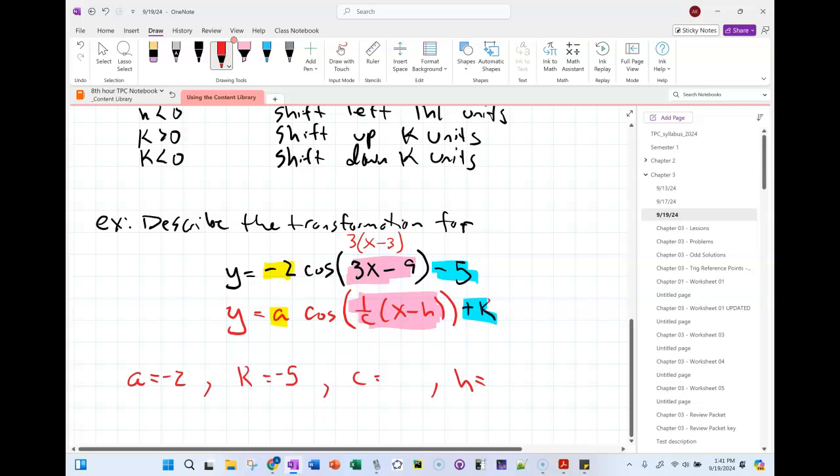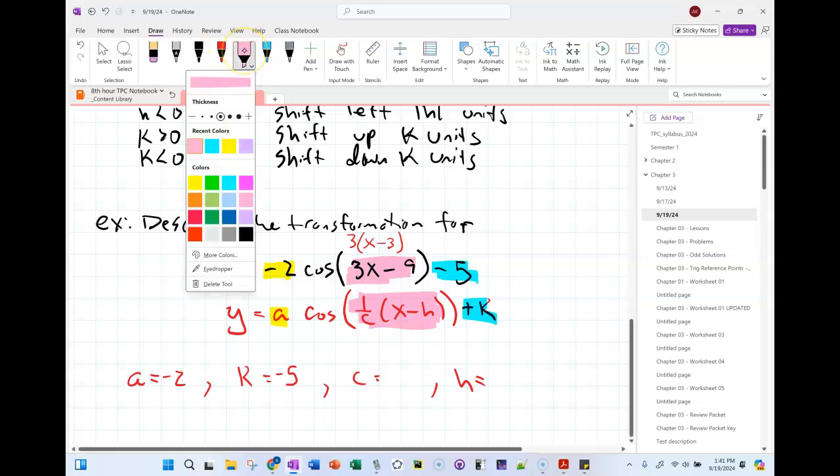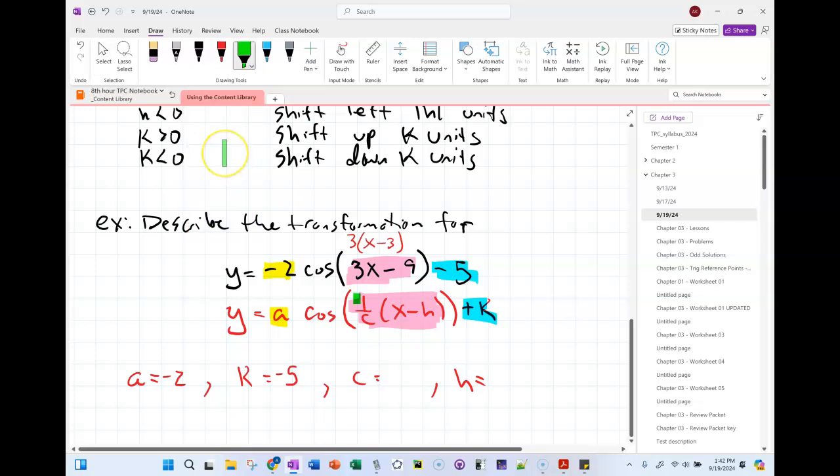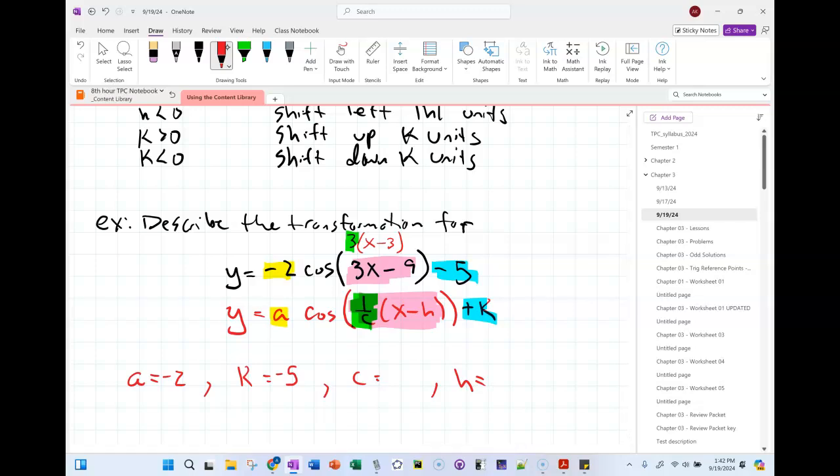Everybody's cool? Just taking a greatest common factor out of there like we would in Algebra 1. All right. So now, 1 over c, that's 3. So 1 over c is 3. What is c then? Not 3, not 1. If 1 over c is 3, what's just c?